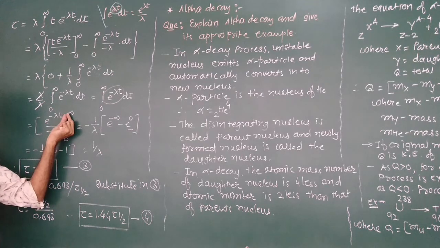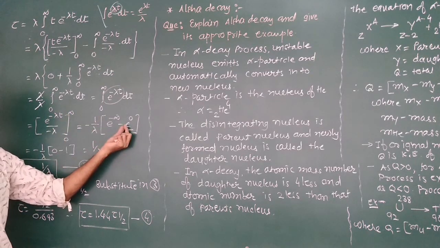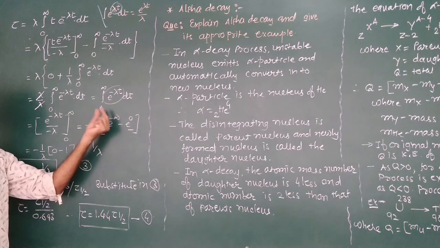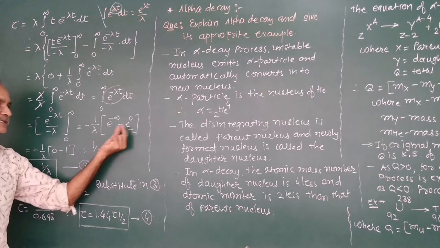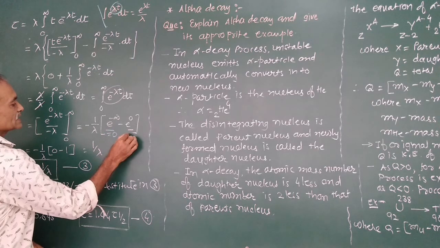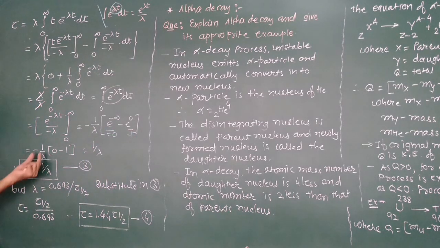Substitute the value of t as infinity minus the value of t as 0. So minus 1 upon lambda into the bracket: e raised to minus infinity minus e raised to 0. Its value becomes 0, and that value is 1. Therefore, minus 1 upon lambda, first term 0, minus second term 1. Therefore, minus minus becomes plus 1 upon lambda. Therefore, average life is equal to 1 upon lambda, that means the decay constant. So that is the relation between average life and decay constant.